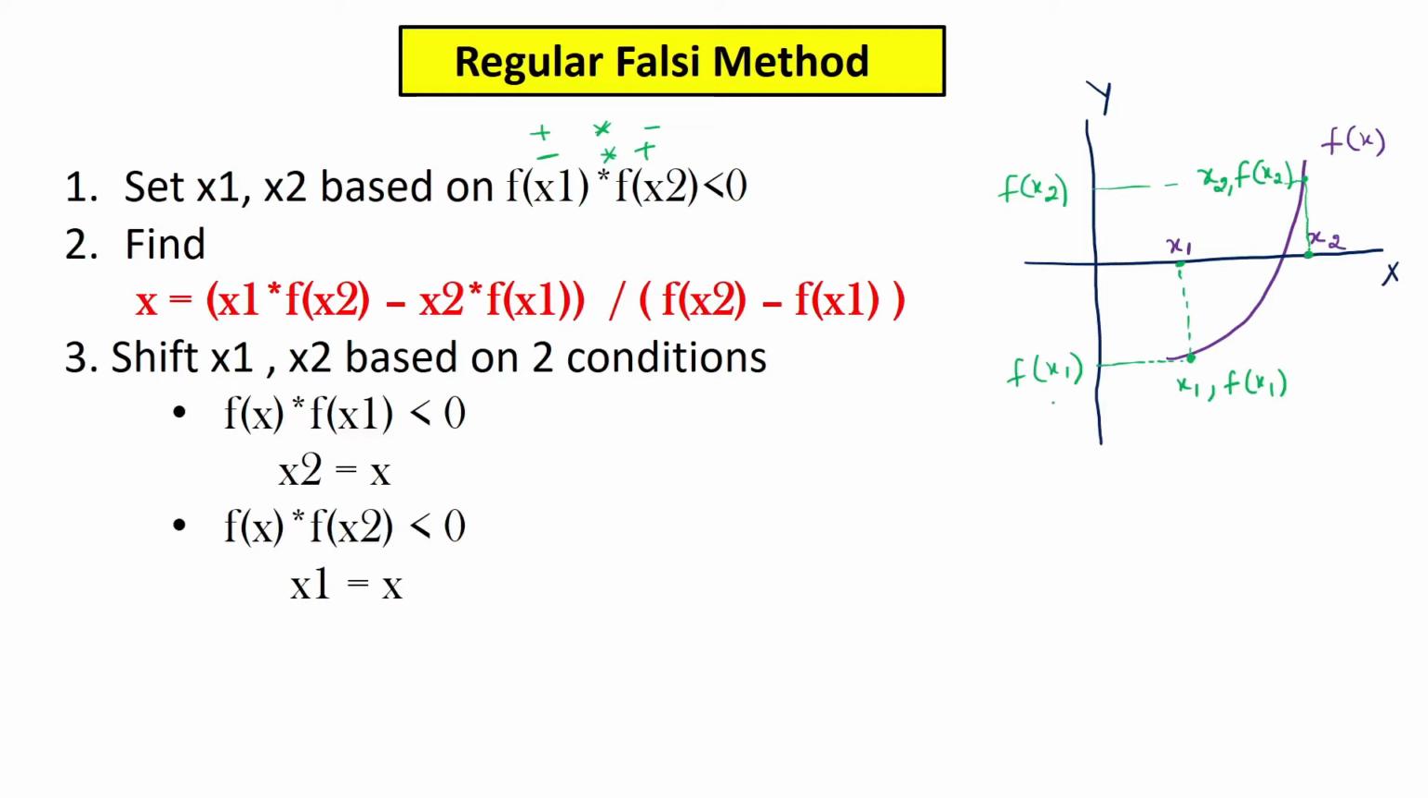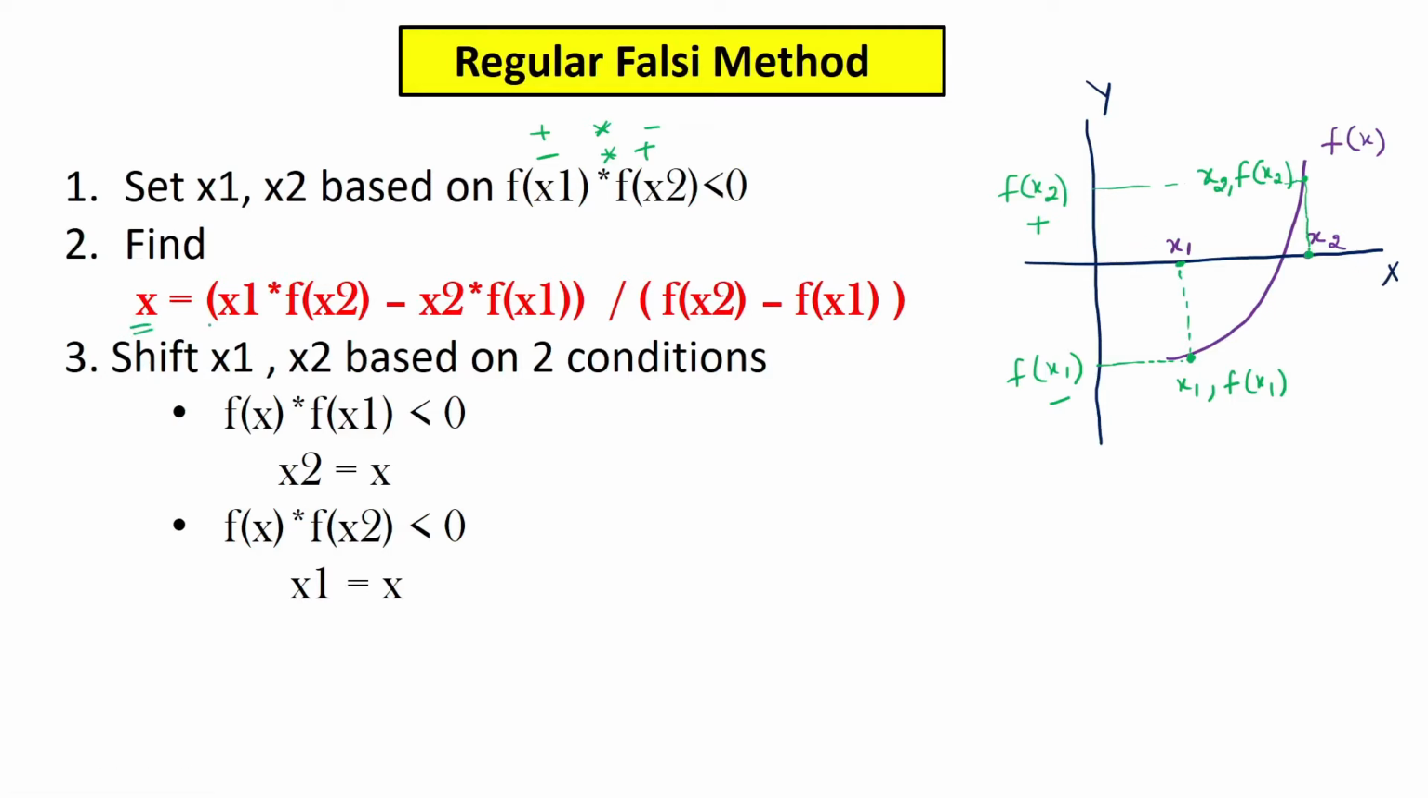So here f of x1 is a negative value and f of x2 is a positive value. That means both are of opposite sign. So these x1 and x2 are the valid points. This step is similar to the bisection method. Now the second step is we have to find the intermediate point between x1 and x2.